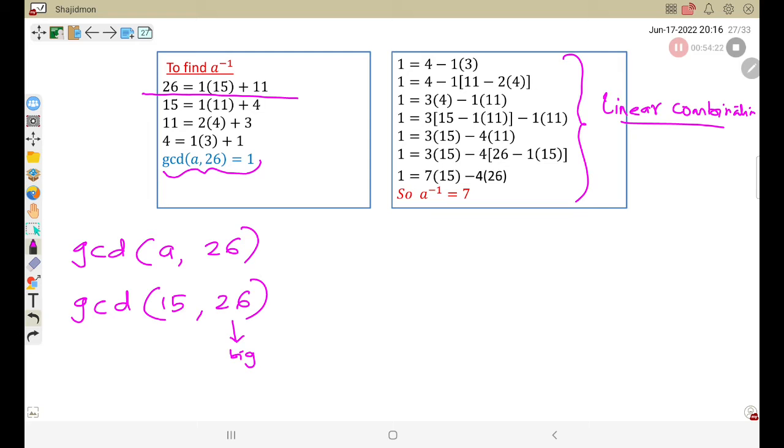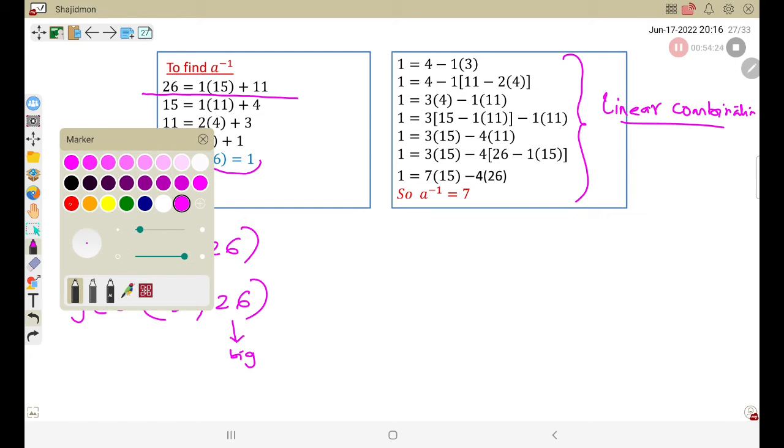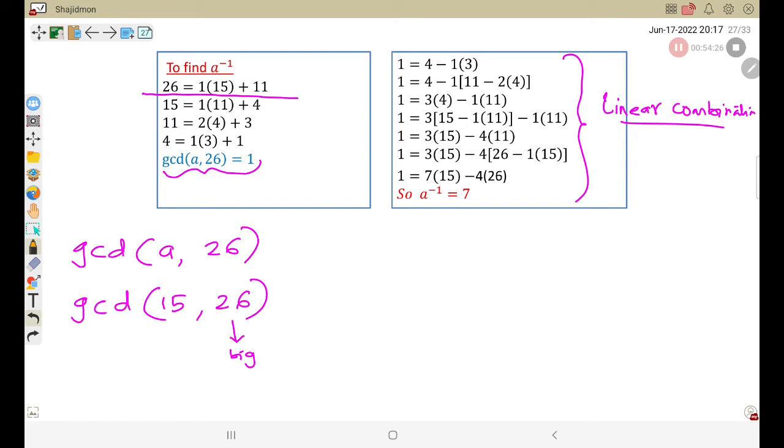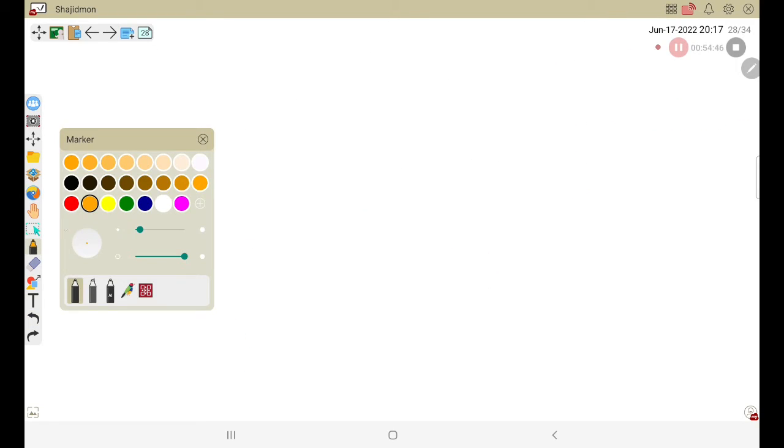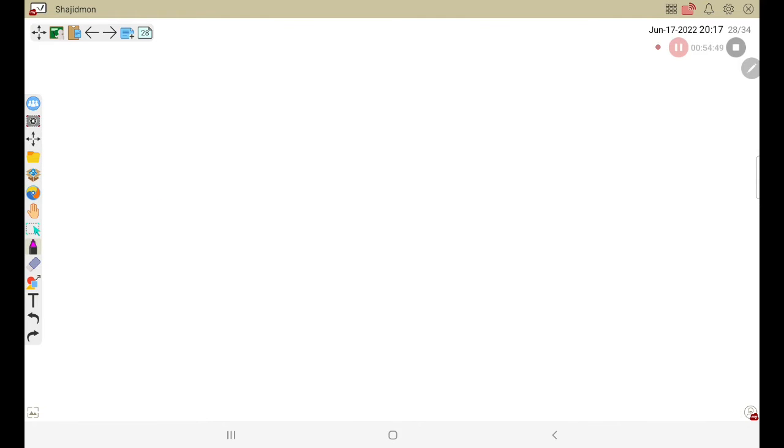Then just take the number behind A. Okay, behind 15 the number is 7. So A inverse equals 7. A means here 15. Whatever the number is here, this will be the inverse, the A bar number or x number. So it equals 7, and that is the A inverse number. So like this you can calculate. Anyway, now we will go to practice the questions from this section.